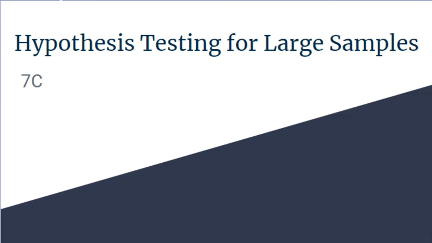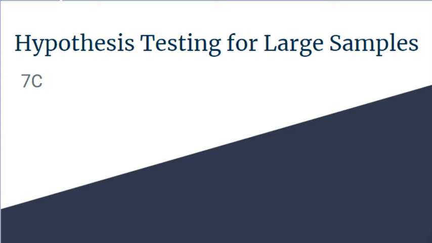7C, hypothesis testing for large samples. So we're going to put together the two things that we've studied so far in this unit, which is how to write hypotheses and then how to find the probability of samples of a certain mean or proportion. We're going to put them together and do some hypothesis testing from start to finish.